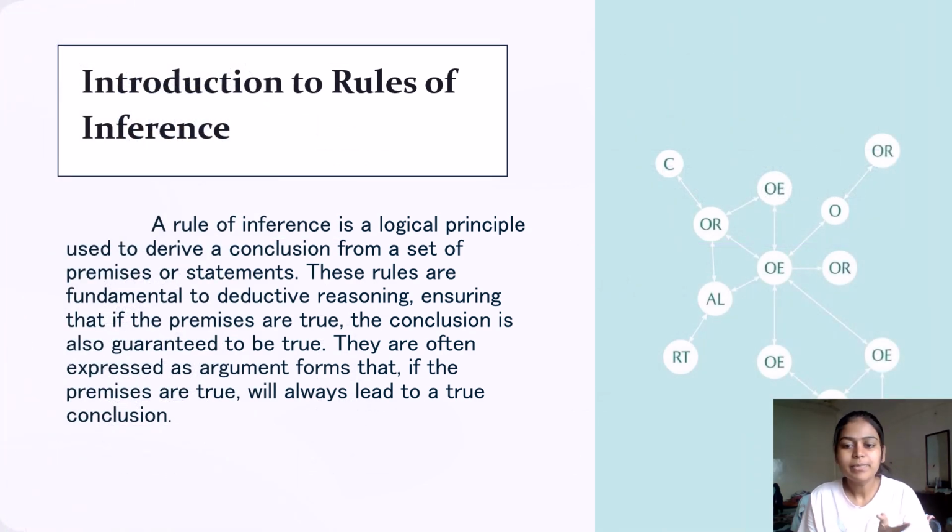So now let's begin with our topic, that is Introduction to Rules of Inference. Then what are rules of inference? A rule of inference is a logical principle used to derive a conclusion from a set of premises or statements. These rules are fundamental to deductive reasoning, ensuring that if the premises are true, the conclusion is also guaranteed to be true. They are often expressed as argument forms that, if the premises are true, will always lead to a true conclusion.